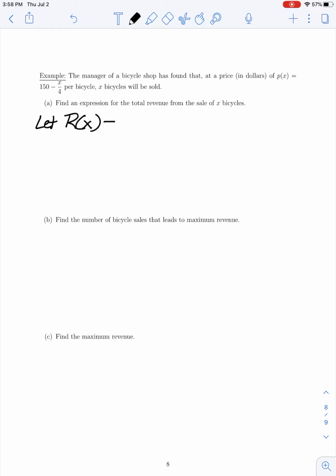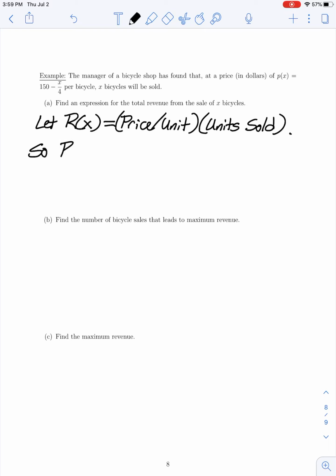So our revenue function, let's say R of X, is found by taking the price at which you are selling a commodity per unit, and then you multiply by the number of units that you sell. So it's how much you're charging for one unit multiplied by how many units that you've sold. That gives you your revenue, or how much money you're bringing in.